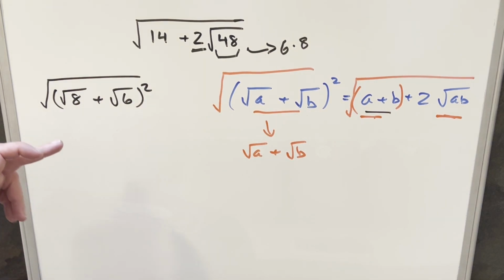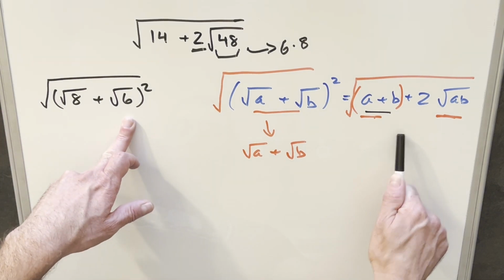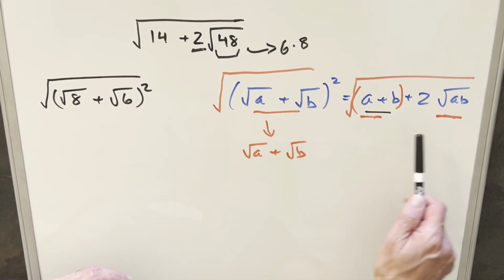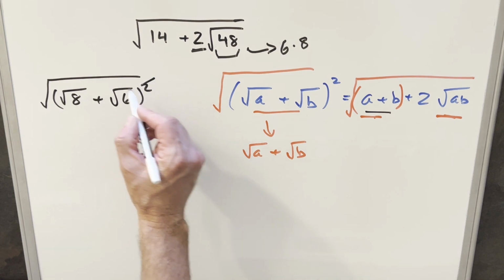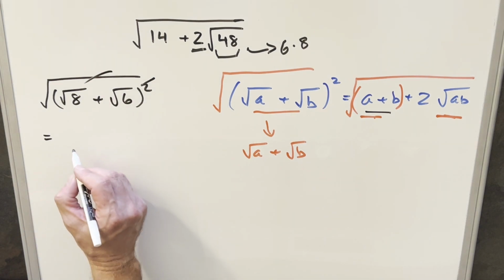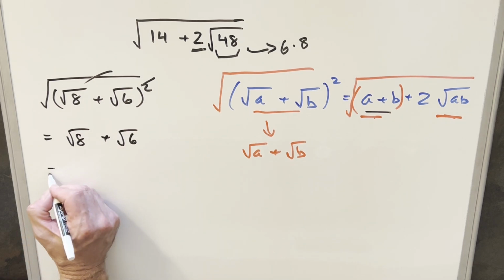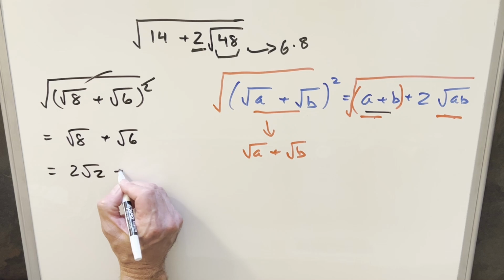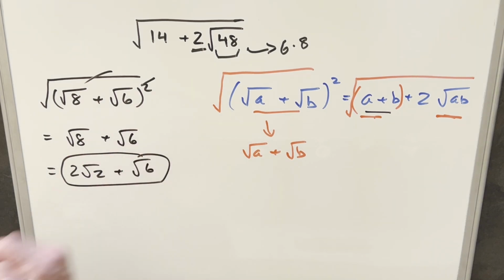If you're not too familiar with these, just multiply this out and see what happens, because you're going to get this right here. You're going to get that a plus b, 8 plus 6, which gives 14. And then for the middle term, you're going to get 2 times the square root of 48. Then here we can cancel the square root with the square. So for our solution, we have square root of 8 plus square root of 6. I can simplify it a little bit if you want. You can write square root of 8 as 2 square root of 2, plus square root of 6, and that's going to be our simplification for this first one.